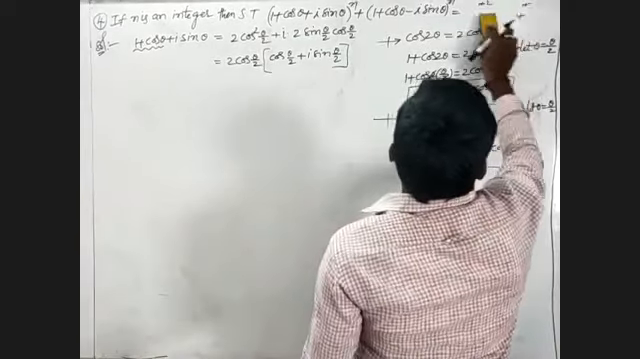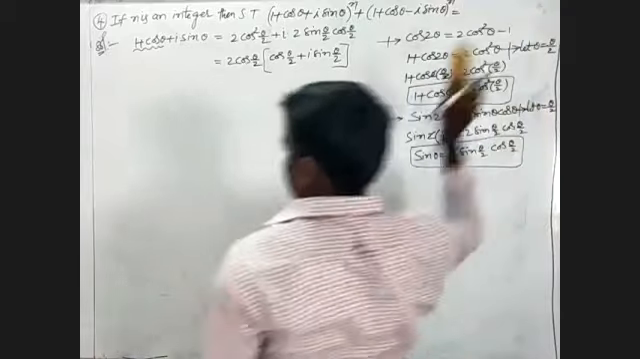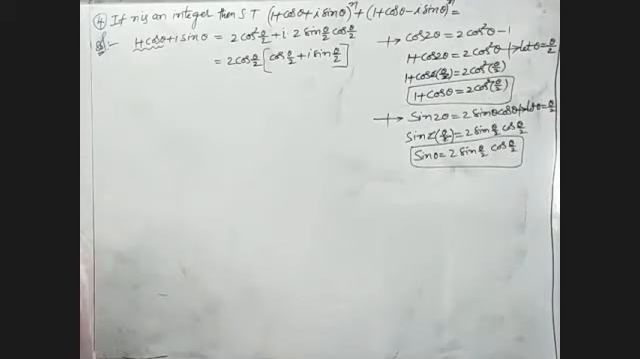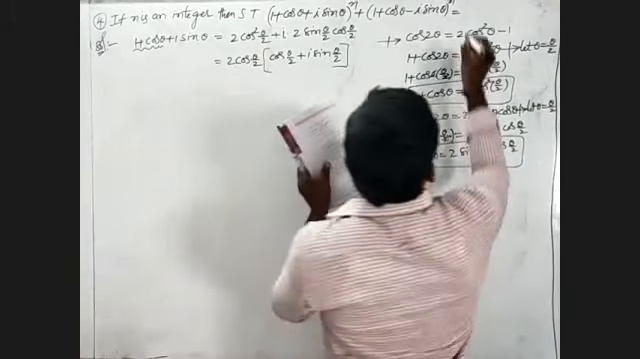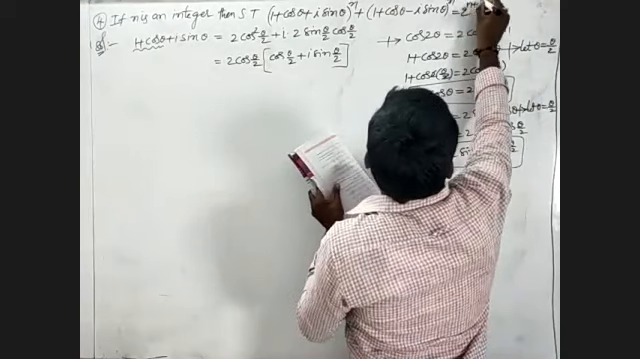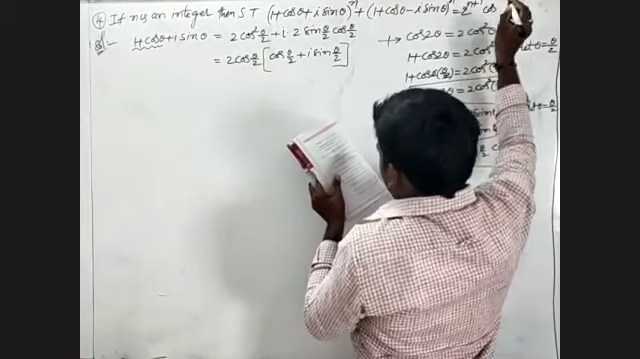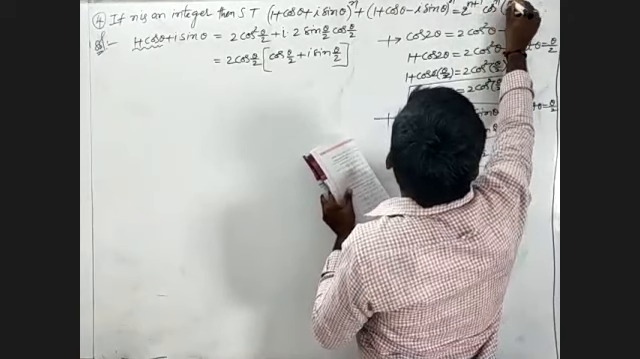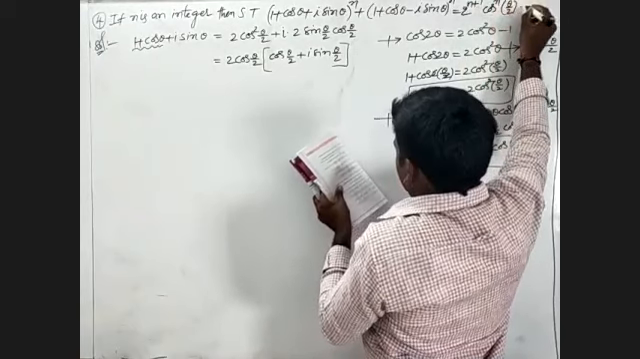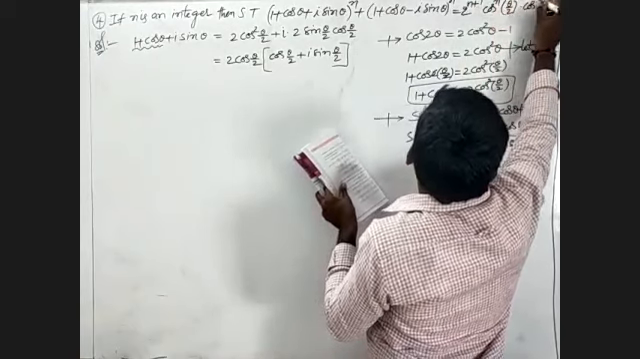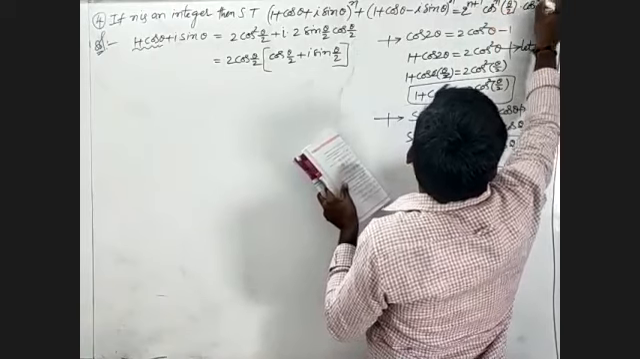The given RHS value is nothing but 2 power n plus 1 into cos power n theta by 2 into cos n theta by 2. I am extremely sorry, this is the given RHS value.